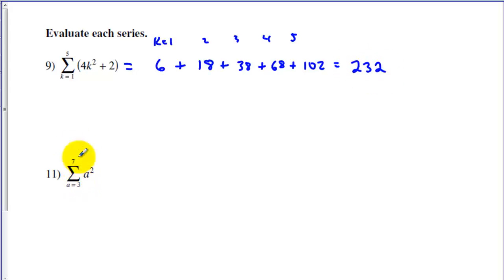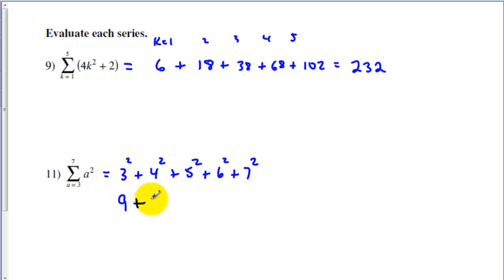Now down here, most of the time we start at 1, but we don't have to. So here we're going to start at 3. So this is going to be 3 squared plus 4 squared plus 5 squared plus 6 squared plus 7 squared. And then we would calculate each of those and add them up. I'm not going to add those up. You can pull out your calculator and add those up for me.